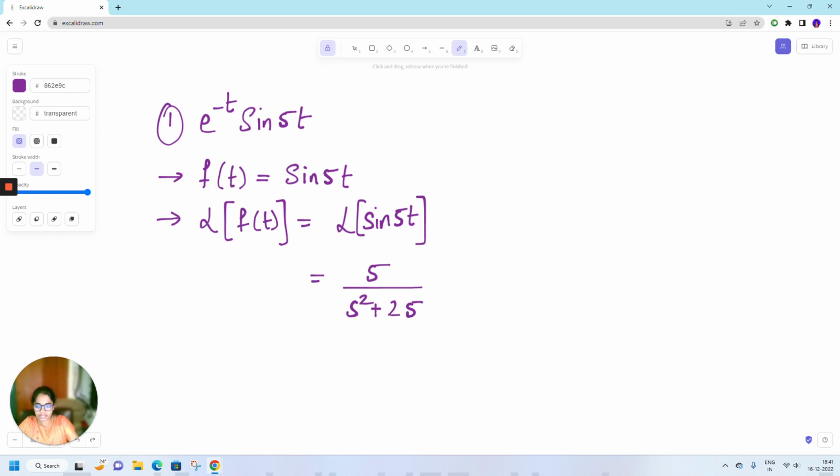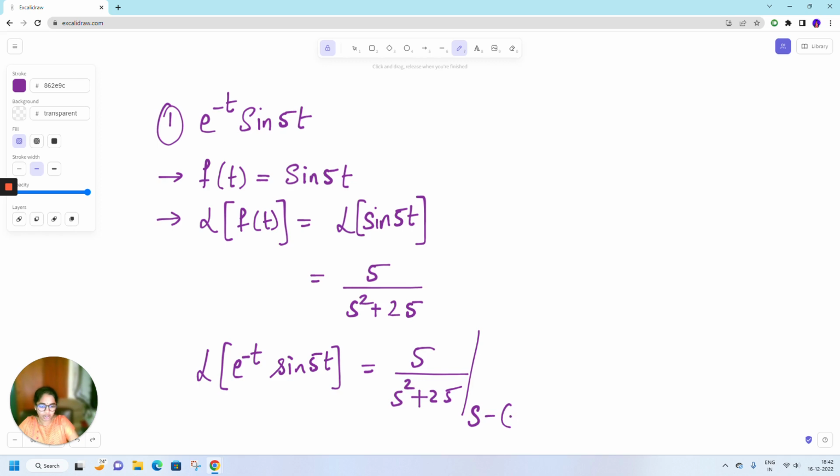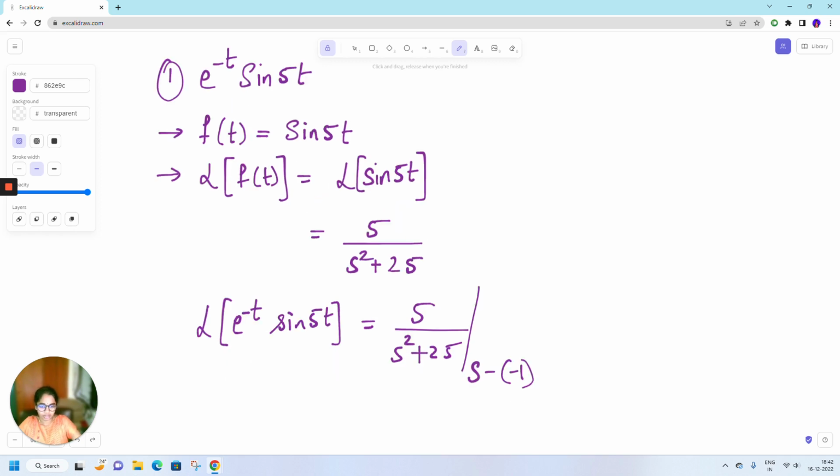Now for the last step, Laplace of e power minus t sine 5t would be, you have to replace s with s minus a. That is, you replace s with s minus of minus 1. That would be 5 divided by (s plus 1) the whole square plus 25.